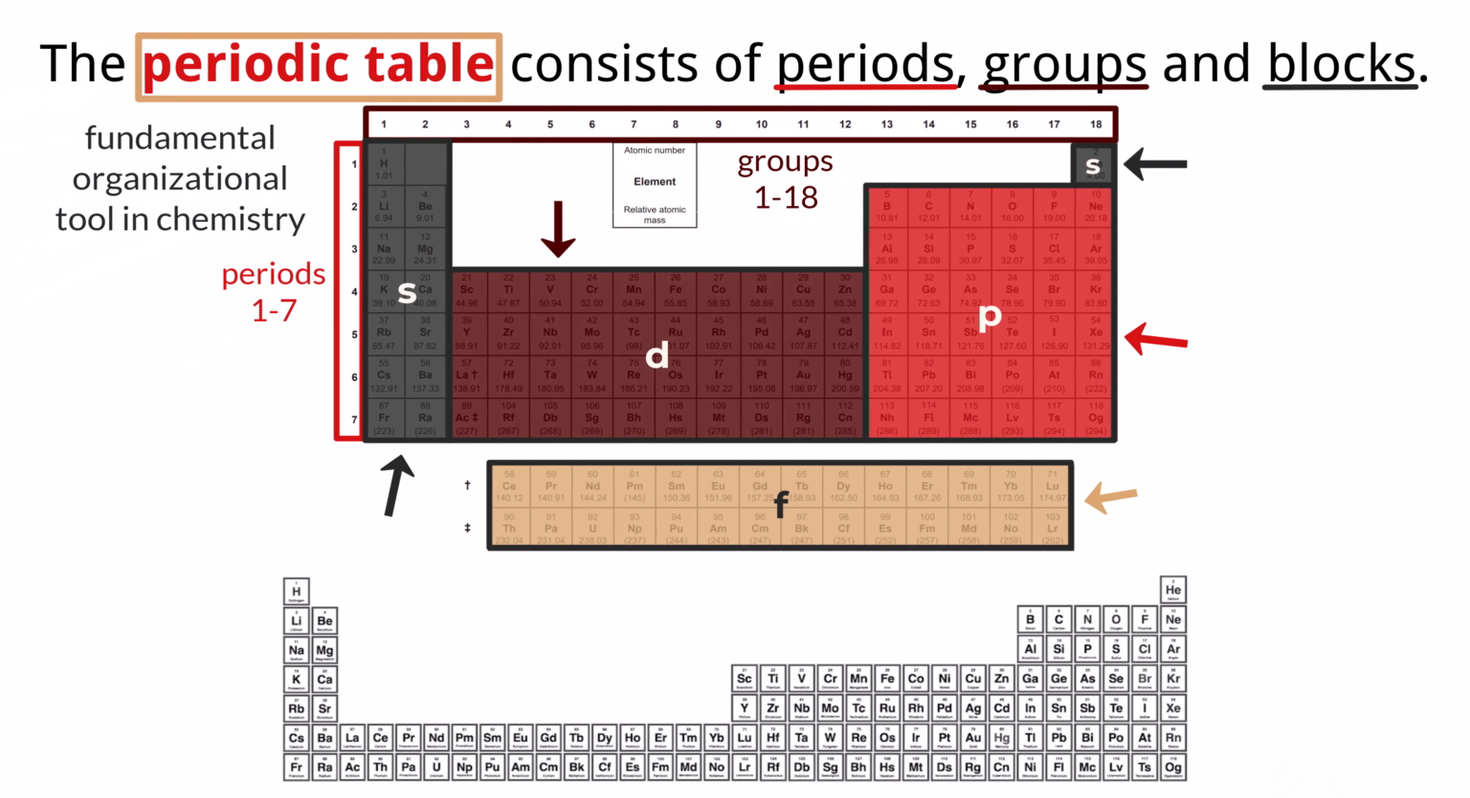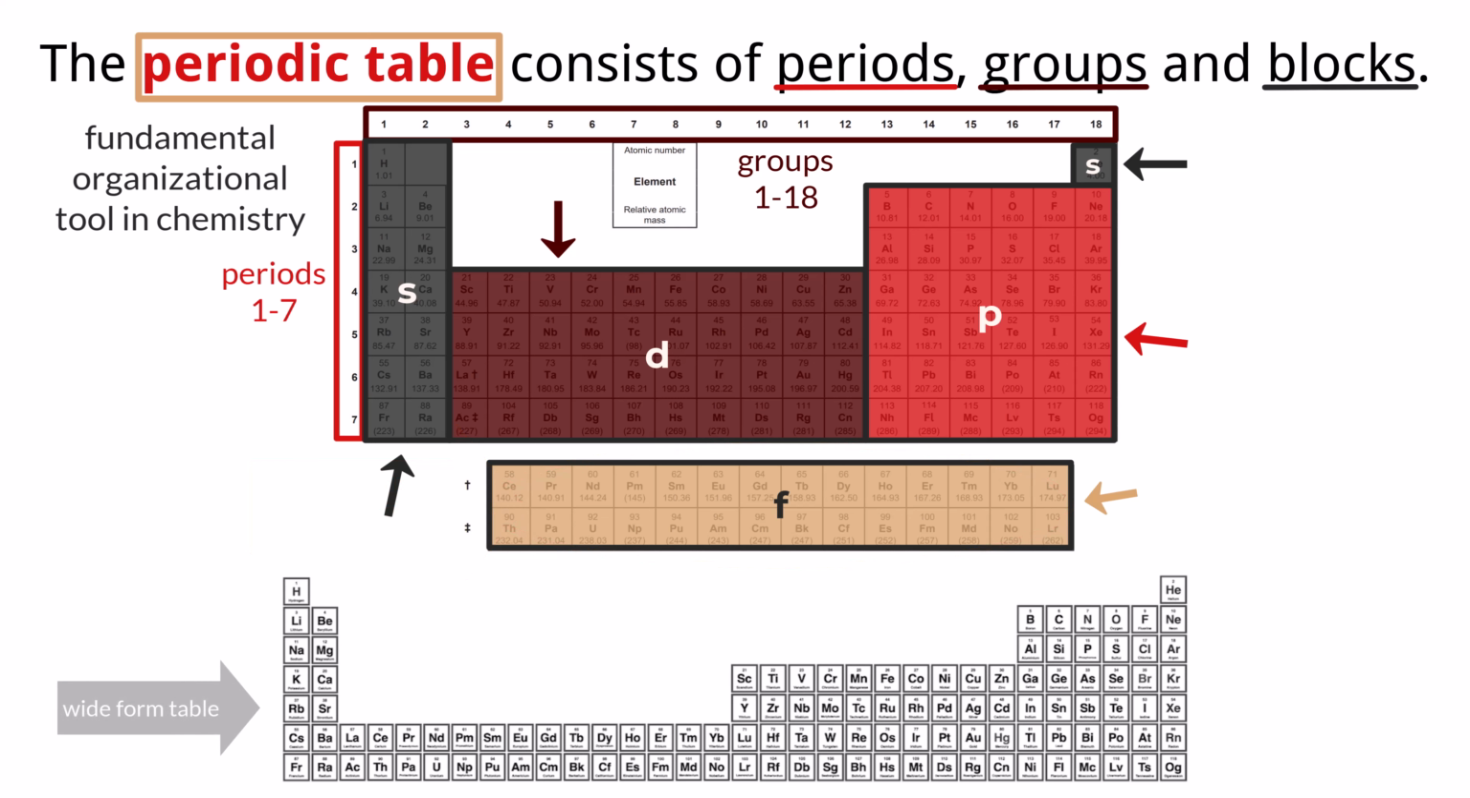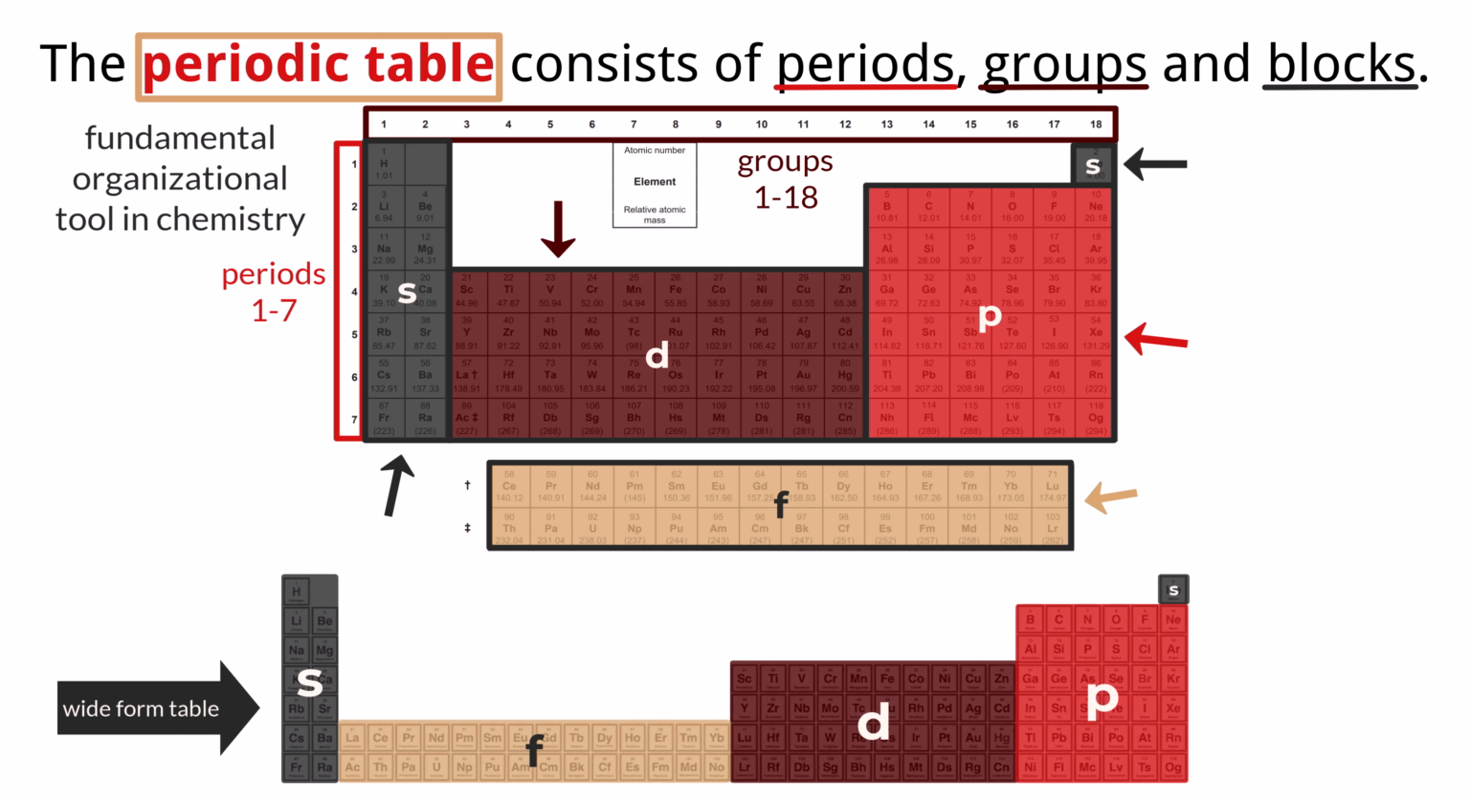It's important to note here that this section of the periodic table is pulled out primarily so it can fit better and be more readable on a piece of paper. The actual wide form of the periodic table looks like this, with the blocks highlighted like this. Notice that in this wider version, there are no individual group numbers for the F block elements.